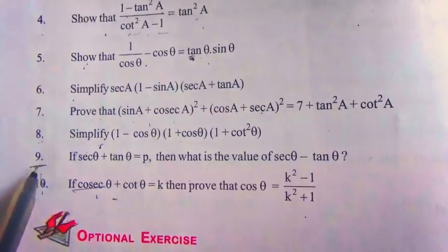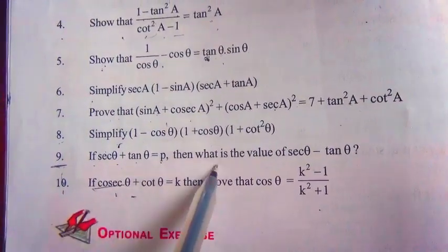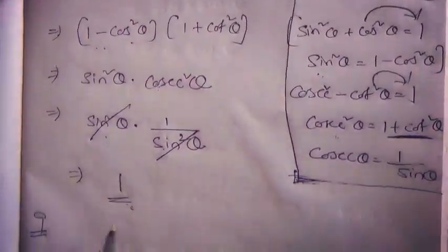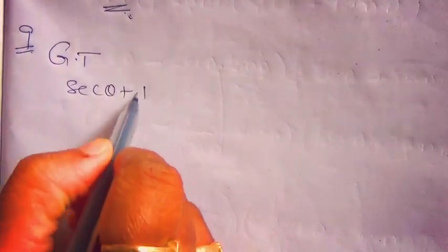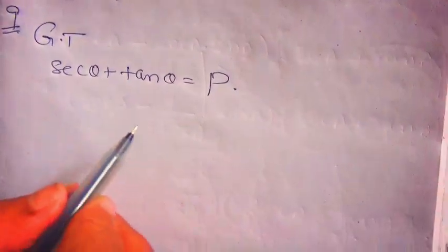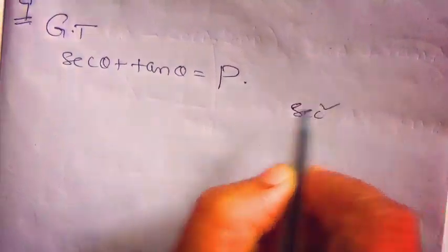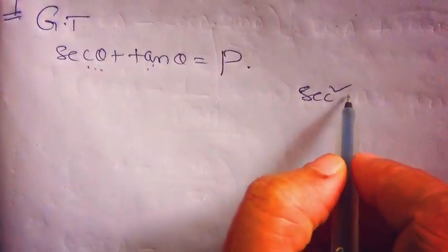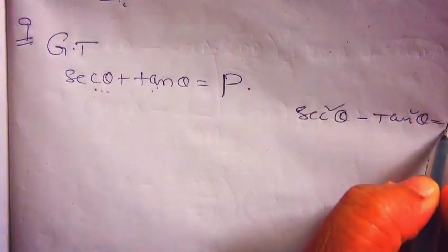Now it's time to explain this 9th one. If secant theta plus tan theta is equal to P, then what is the value of secant theta minus tan theta? Okay, 9th one. So given that secant theta plus tan theta is equal to P, we have to find secant theta minus tan theta. So we know, what is the relation between these two? We have one trigonometric identity, that is secant square theta minus tan square theta is equal to 1.